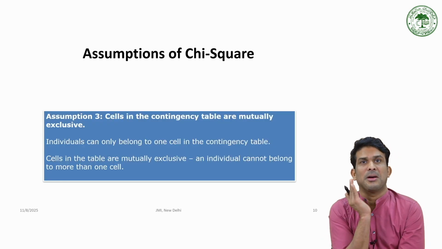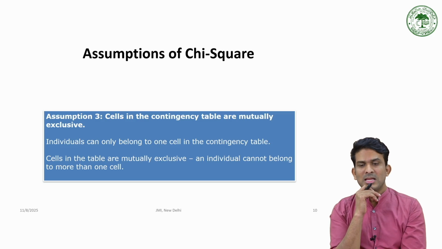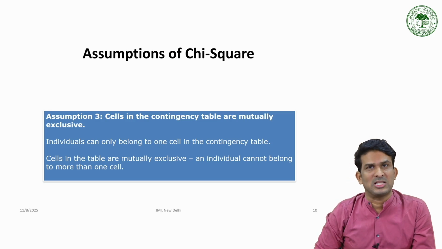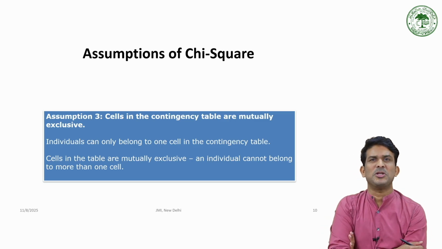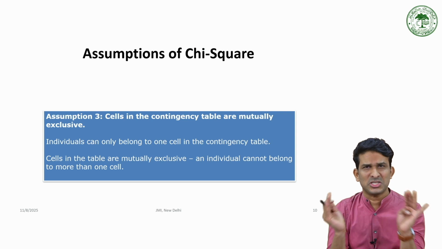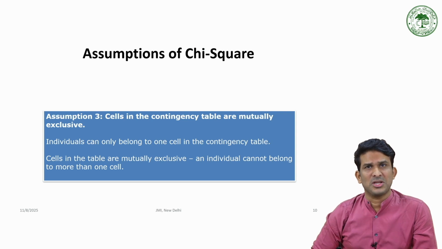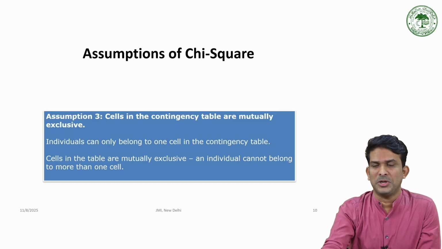Third, assumption number three related to chi-square we discuss now. Cells in the contingency table are mutually exclusive. There should not be two opinions. There should not be two people in the same cell. What I mentioned, you just got confused. Do you get confusion? Let me remove the confusion by putting an example.